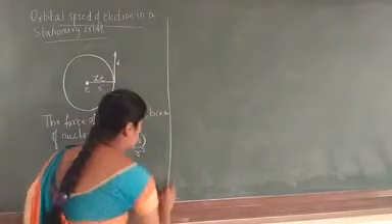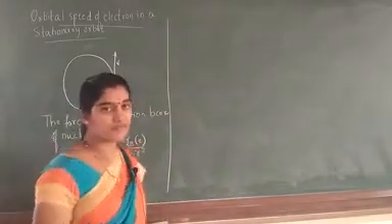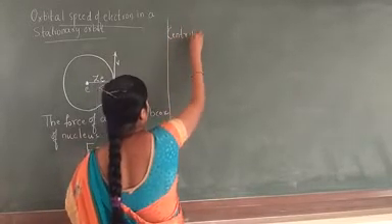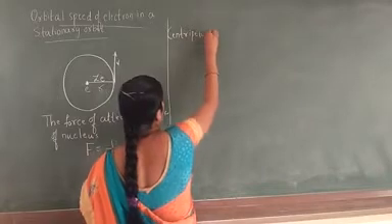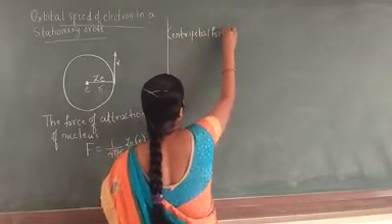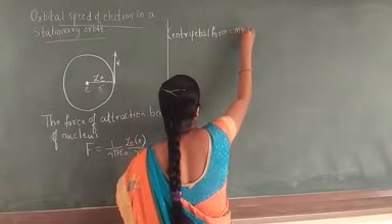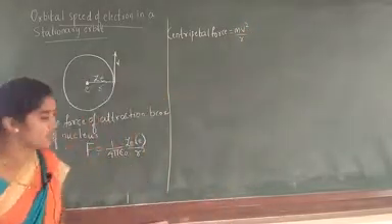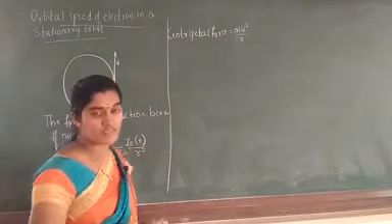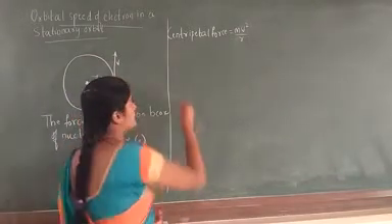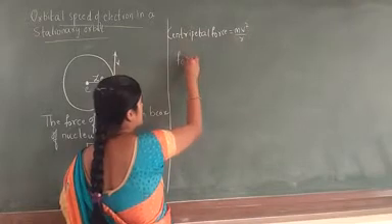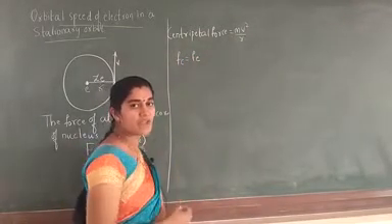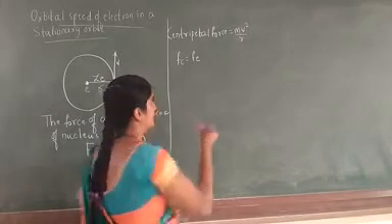Next, according to the centripetal force, we know that it is equal to mv square by r. Now the force of attraction is always equal to the centripetal force. This can also be written as Fc is equal to the electrostatic force Fe.